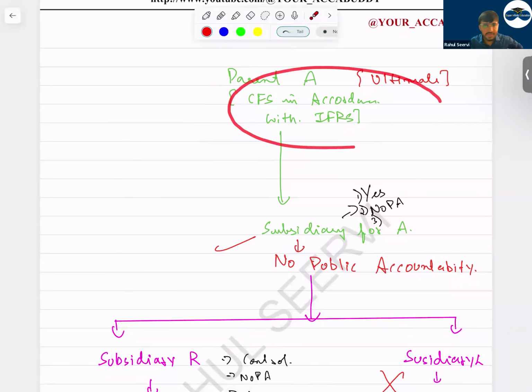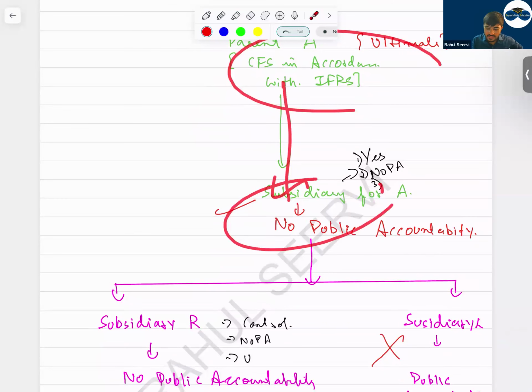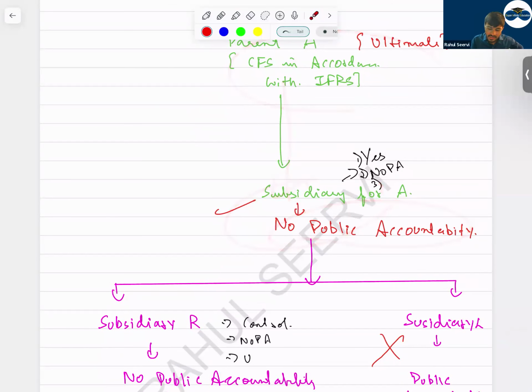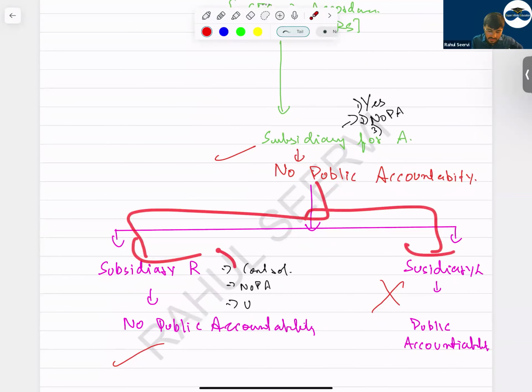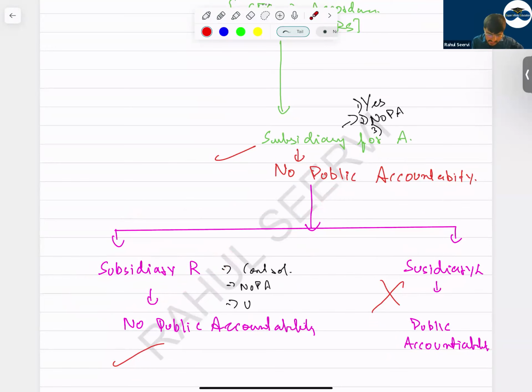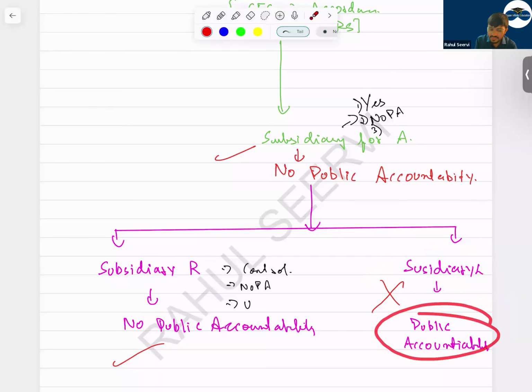Now see here, a parent company is the ultimate parent. It prepares consolidated financial statements. This has a subsidiary, and this subsidiary has no public accountability. Can I say this will be an eligible subsidiary? Yes, sir. This subsidiary has further subsidiaries, subsidiary R and subsidiary L. For subsidiary R, can I say control is there, no public accountability, and the ultimate parent is preparing the financial statements? In that case, this is also an eligible subsidiary. But subsidiary L has public accountability. Its shares or stocks are traded on the market. In that case, this will not be an eligible subsidiary.